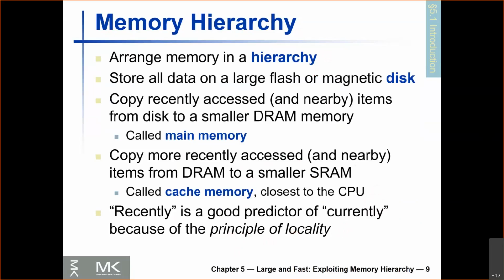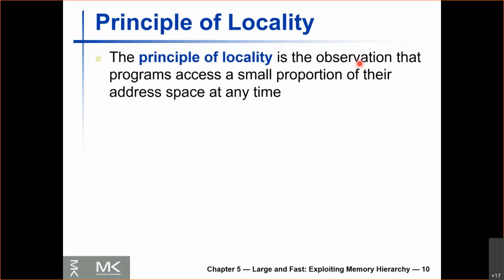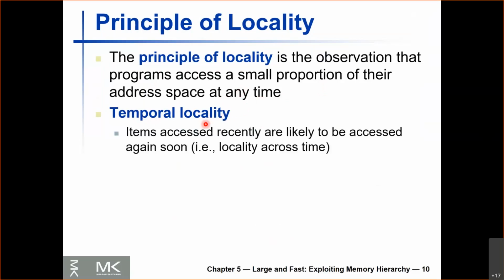So what does the principle of locality say? The principle of locality is basically the observation that when programs access data, they usually access a small portion of their data in the address space at a time. So at any point in time, a program is not accessing all of its data. It's only accessing a small portion of that data. And this small portion of the data follows the following observations. The access to the data has temporal locality. And what we mean by temporal locality is that items that are accessed recently are likely to be accessed again soon. And that's where the word temporal comes from, locality across time. So if I access some kind of data, I'm most likely going to access that data again.